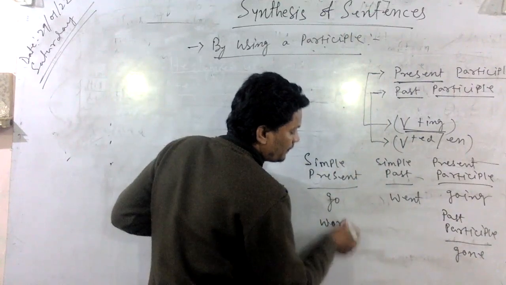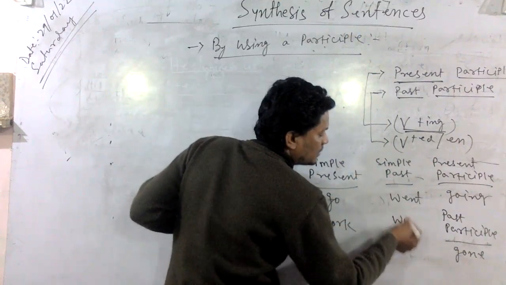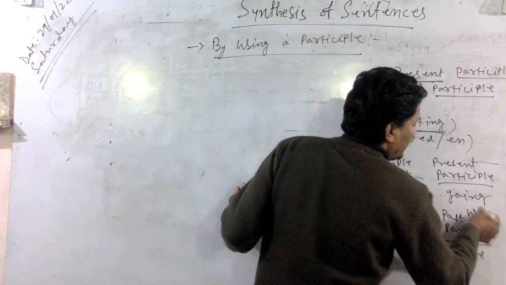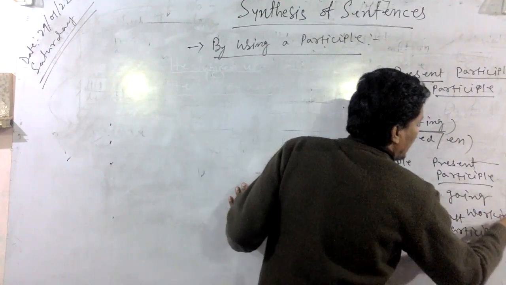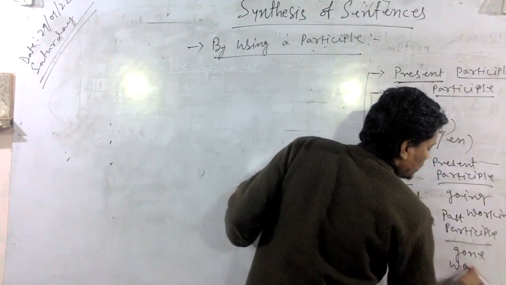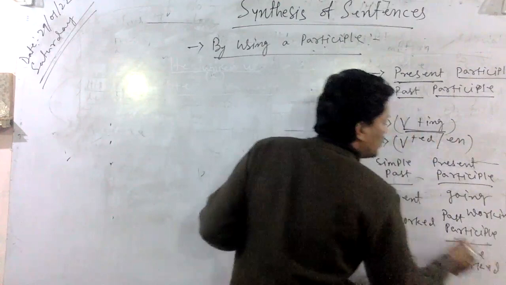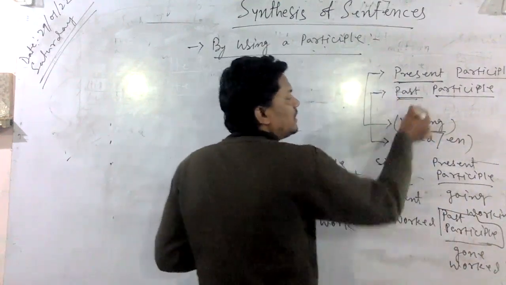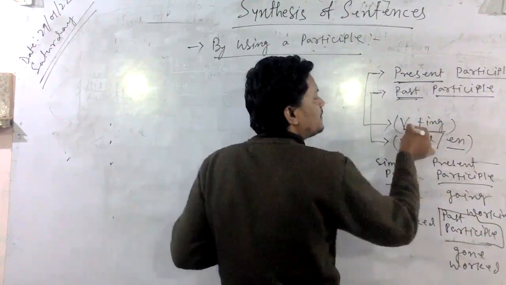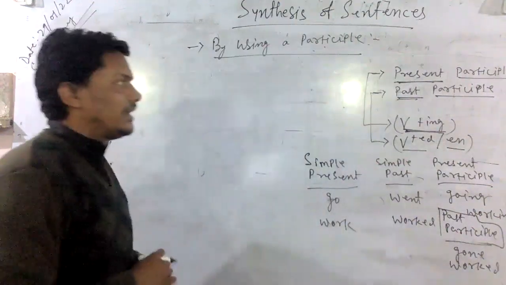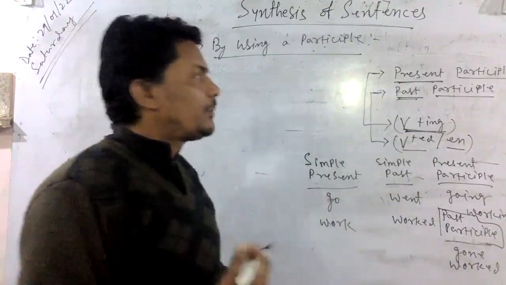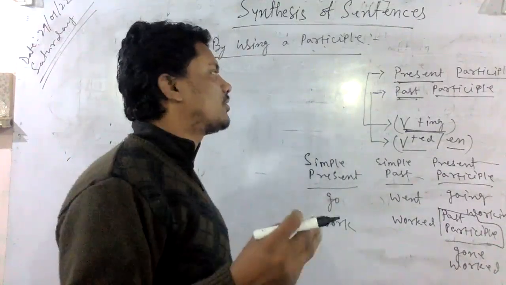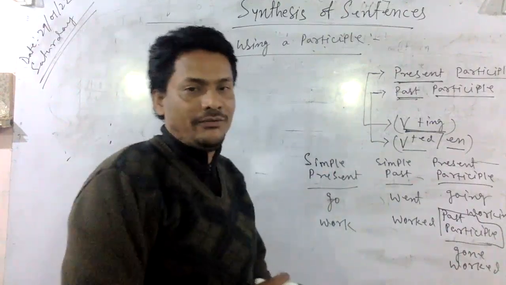Walk. Simple past is walked, present participle is walking, and past participle is walked. Isn't it? So that is why it is called a past participle, verb plus ed or en, and present participle, verb plus ing form. So the only difference is the ing and ed or en form.